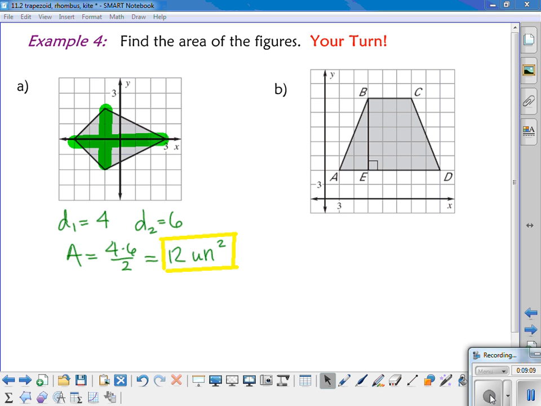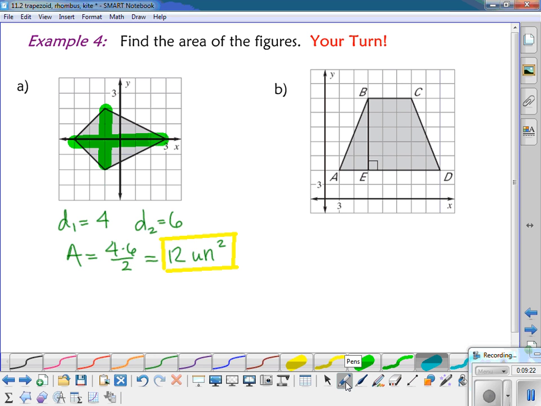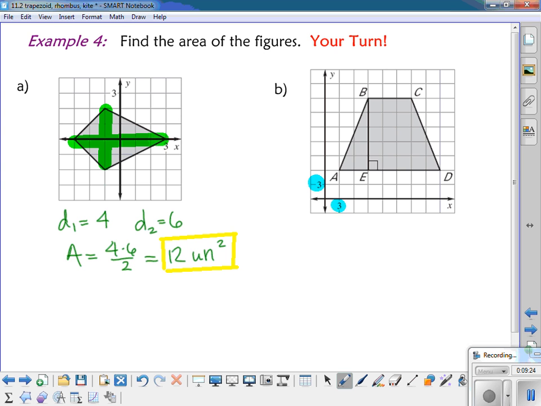All right, now find the area of the trapezoid. Go ahead and pause the video now. Make sure that you notice that each of these is worth 3 units also when you're figuring out the area.